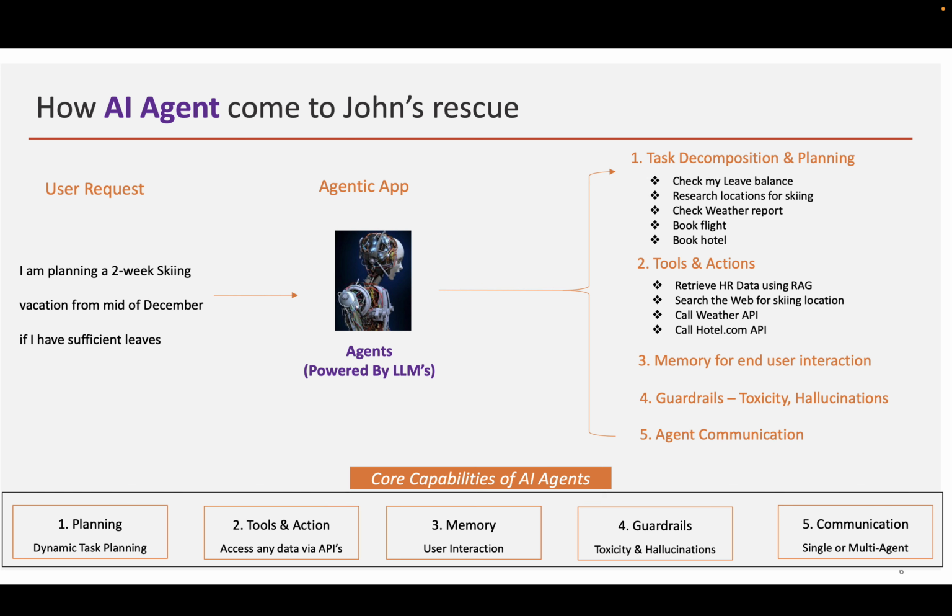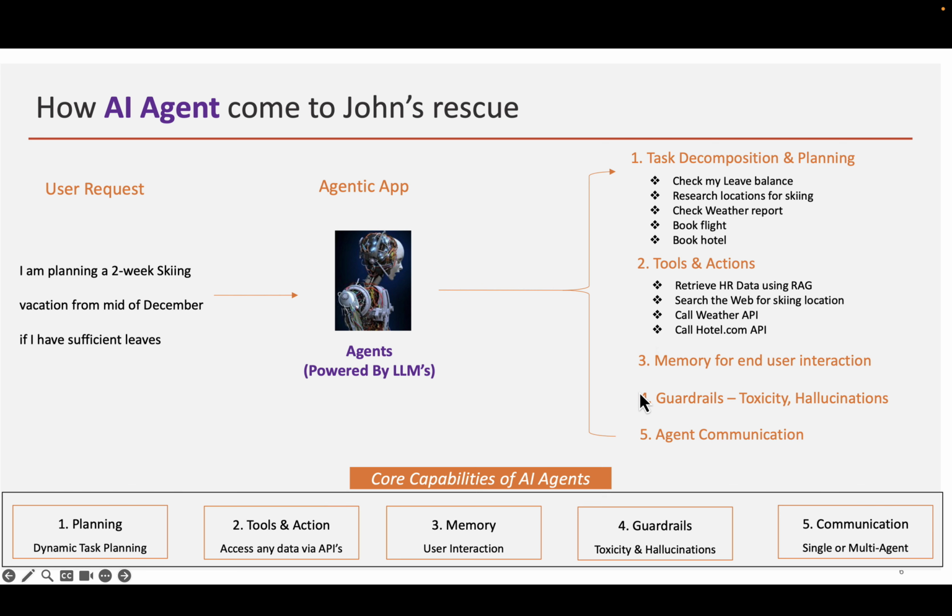Okay, the third thing is, while the agent is doing all this, it has to keep track of everything, right? What was asked of it, and when it is checking the weather API, whether it has to book the hotel or the flight, it has to keep track of all the information. So the agent has multiple types of memories. Some are short term memories, some are long term memories.